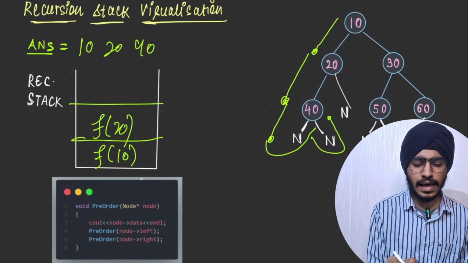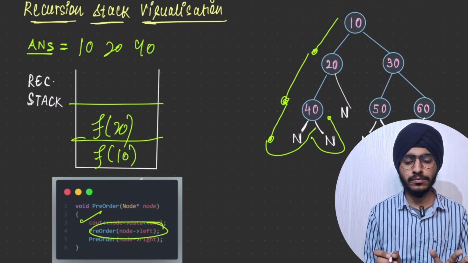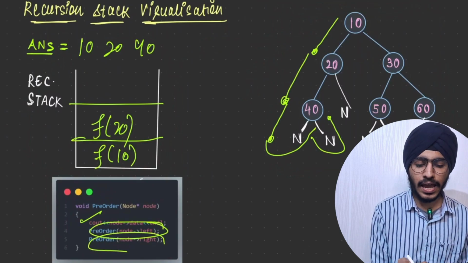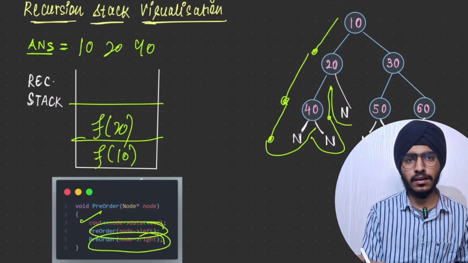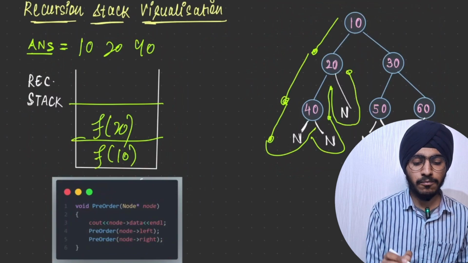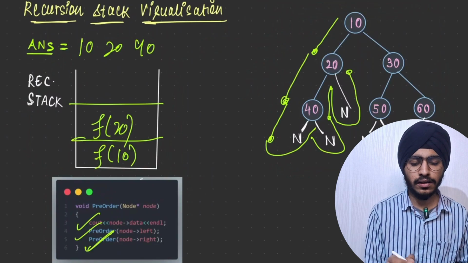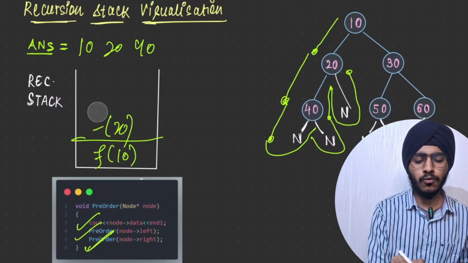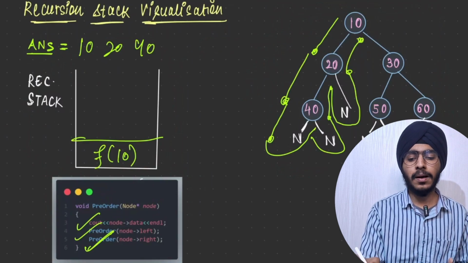20 will say that I have been printed also. My left is also called. That is already done. Now time to call my right. So when we call the right, it is null. So we'll again return back. Now 20 will say that I have been printed as well. My left is also done. My right is also done. Now time to pop it out from the stack. Now after finishing 20, we will come back to 10.